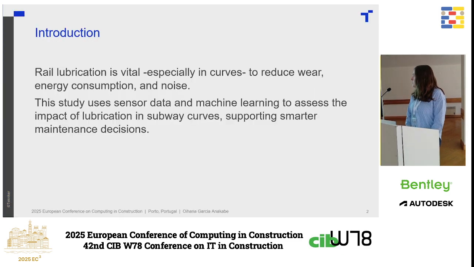So in subway systems, especially in rails, lubrication is vital to reduce wear, and also to reduce energy consumption and noise. This is especially important in curves because there the friction is higher. So this study uses sensor data and machine learning to assess the impact of lubrication in subway curves, and the objective was to support smarter maintenance decisions.